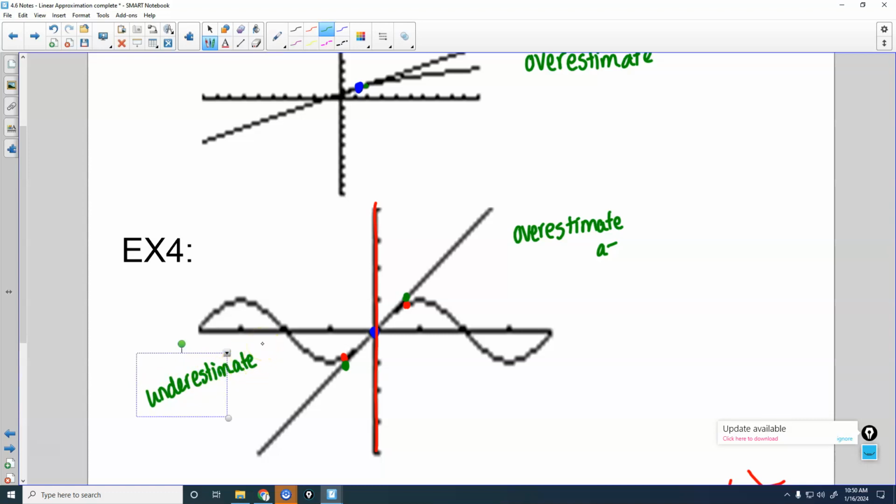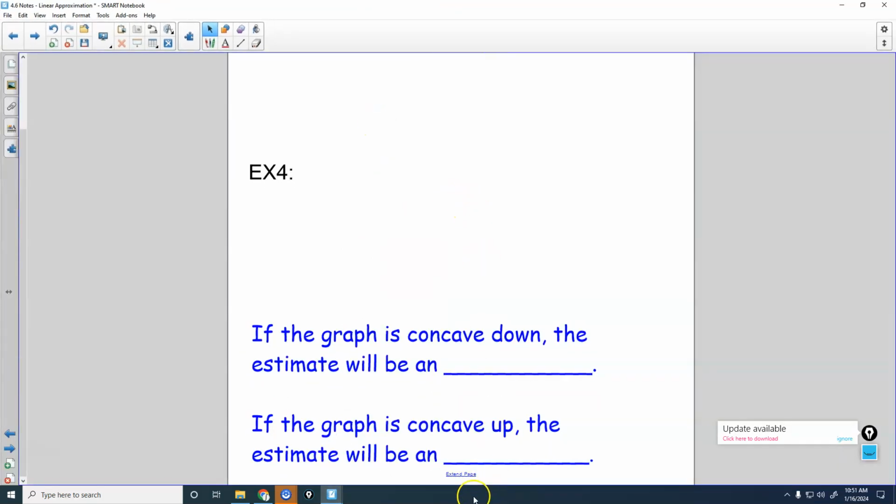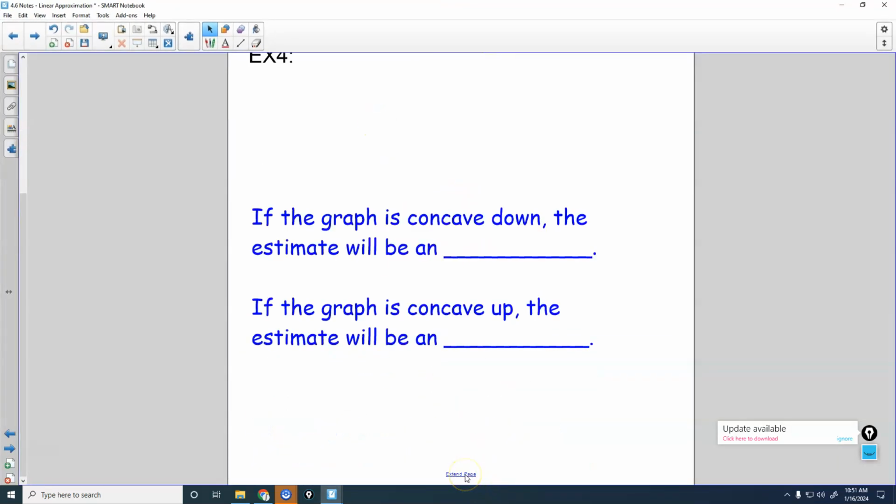So, what is going to cause this to happen is your concavity. It actually does not matter if the graph's increasing or decreasing. It is your concavity. Okay? So, if the graph is concave down, think about it, concave down. If you drew a tangent line anywhere on a concave down graph, where is that tangent line, above or below the graph? Above, right? So it's going to be an overestimate.